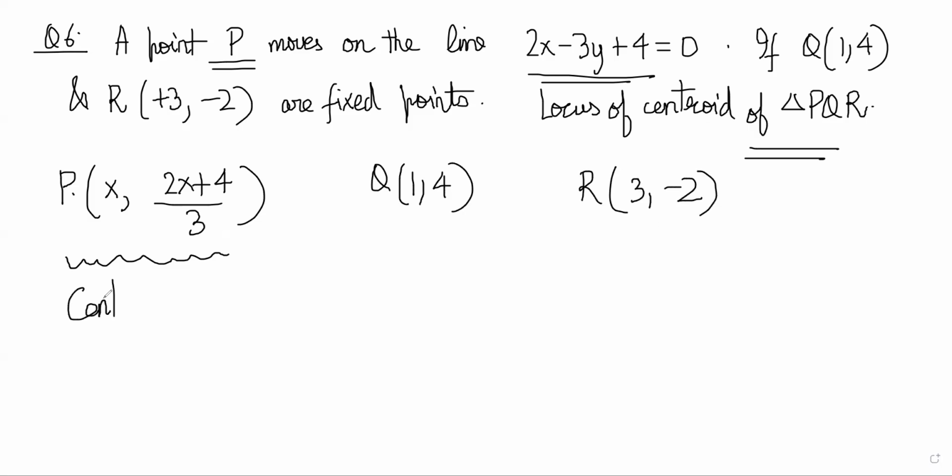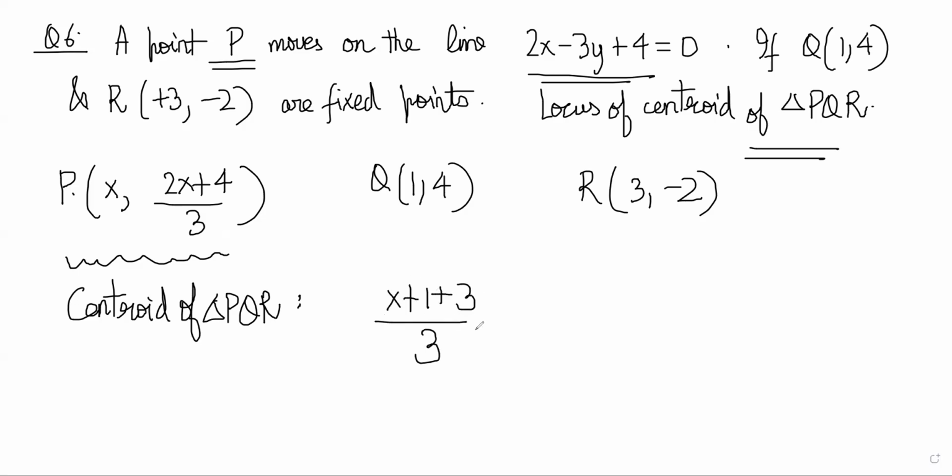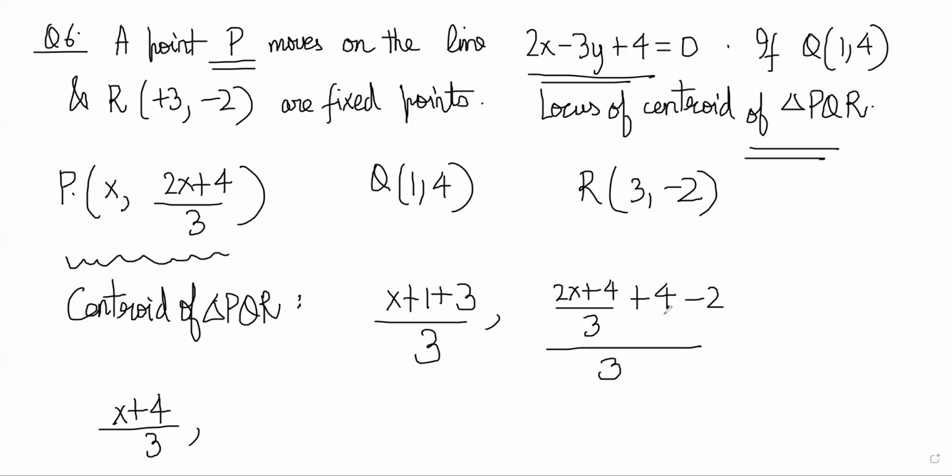So the centroid of PQR would be basically (x + 1 + 3)/3 and ((2x + 4)/3 + 4 - 2)/3, right? So this becomes (x + 4)/3, comma, this becomes plus 2, so plus 2 into 3 plus 6. So 2x plus 10.